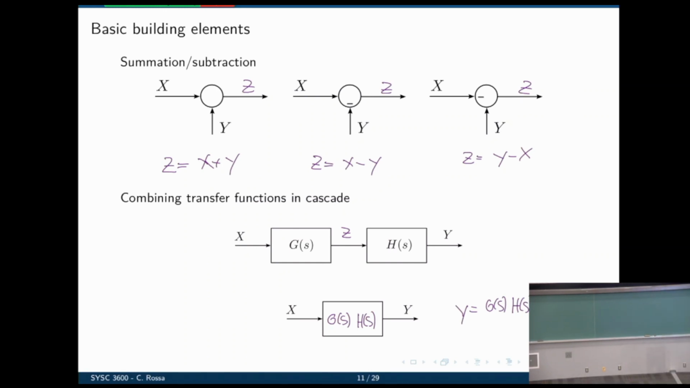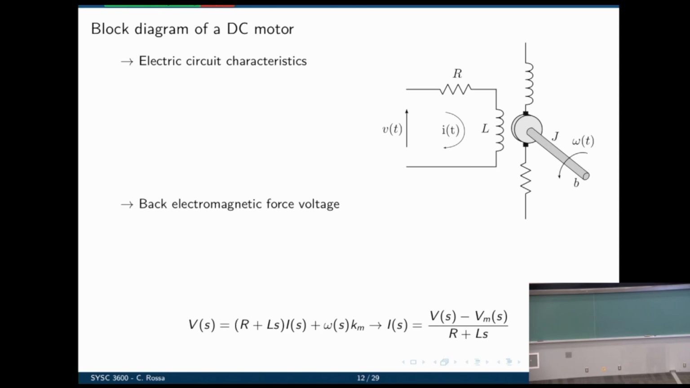Okay, and that's all. That's all the elements we need. Relatively simple, and you find every single one of these in Simulink. And you use this for the labs and for the next assignment as well. Okay, so now let's apply all this to a DC motor, and let's see if you can represent the DC motor using a block diagram representation.